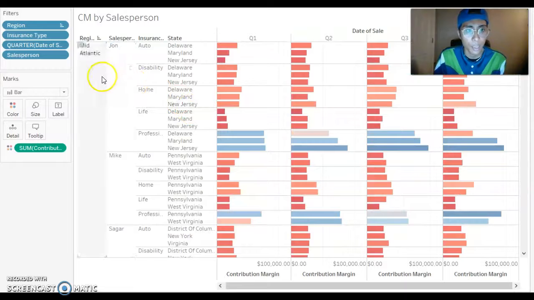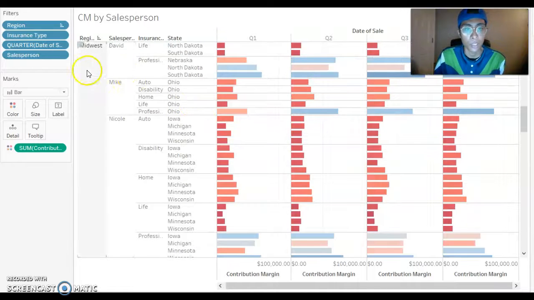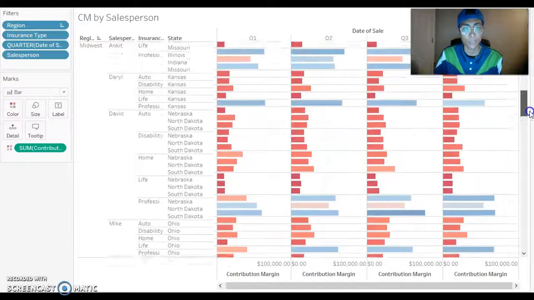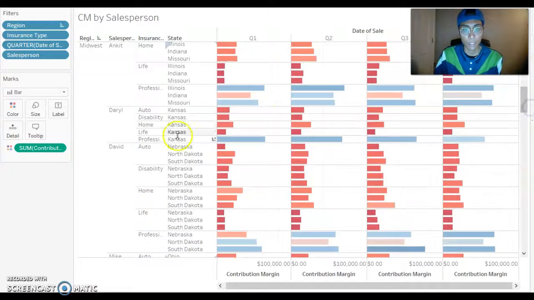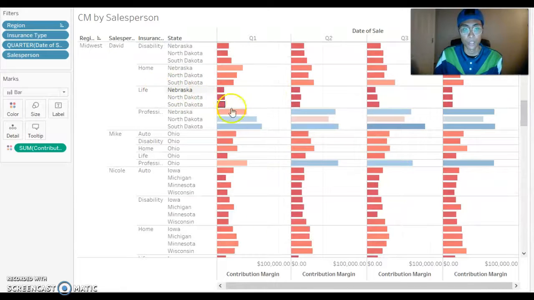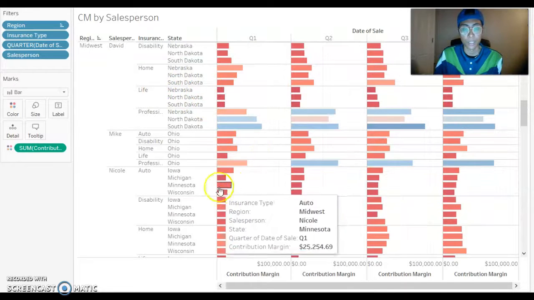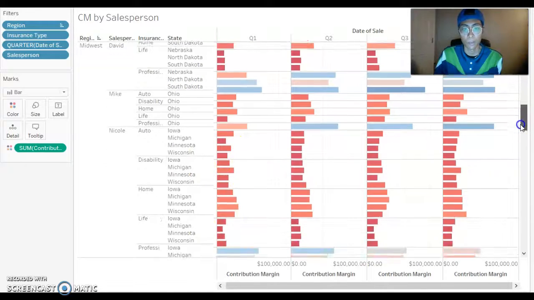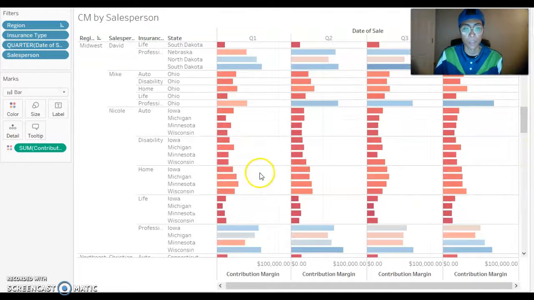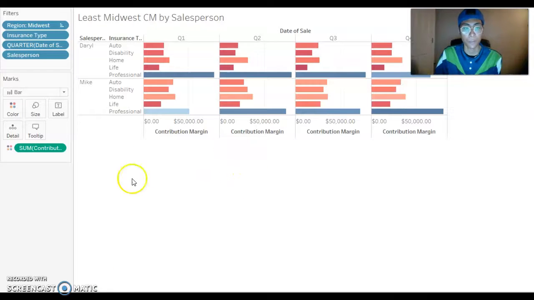Upon looking at this, I noticed that in one section in the Midwest some areas were very, very low, such as this section here, this section here, this section here, these here, some of Nicole's stuff. They provided a very low contribution margin, so I wanted to focus on the Midwest a little bit more and see what's going on there.